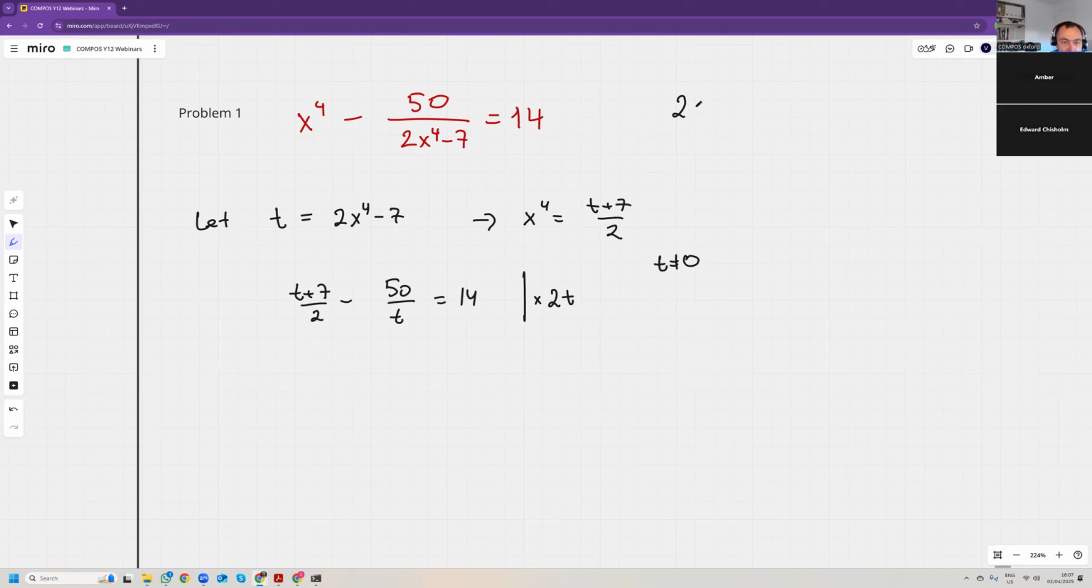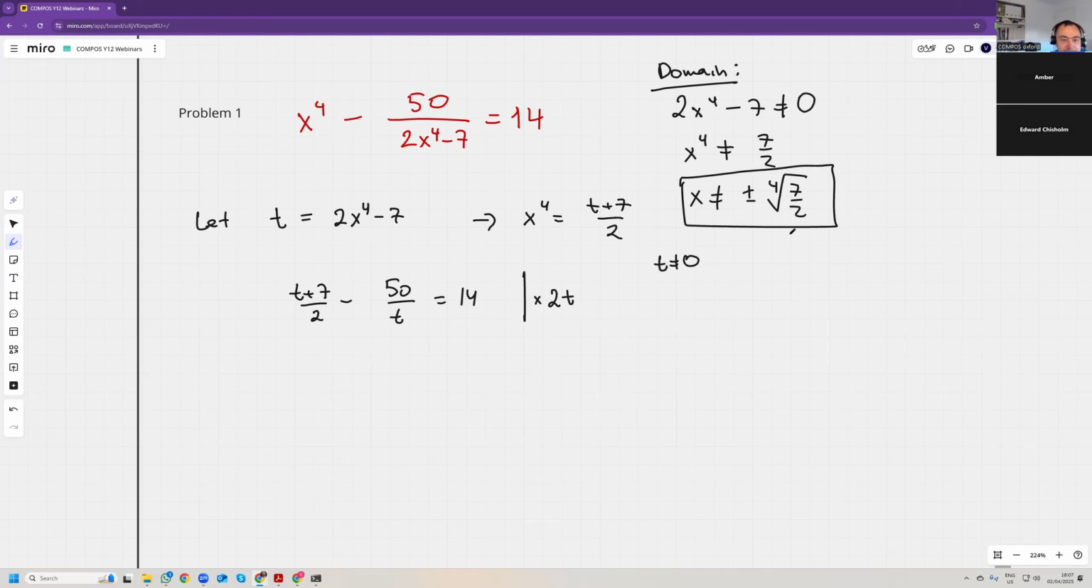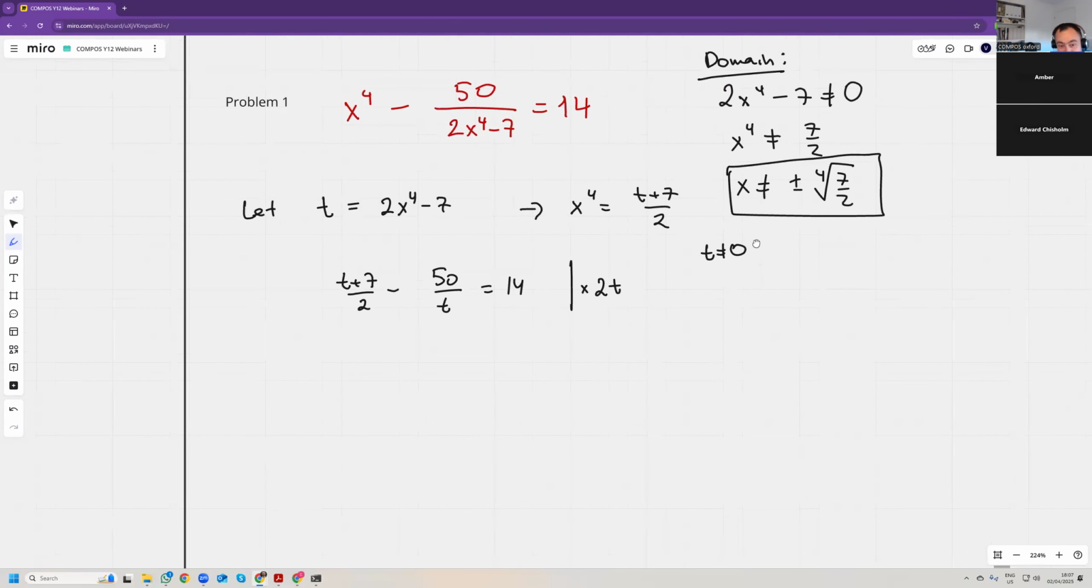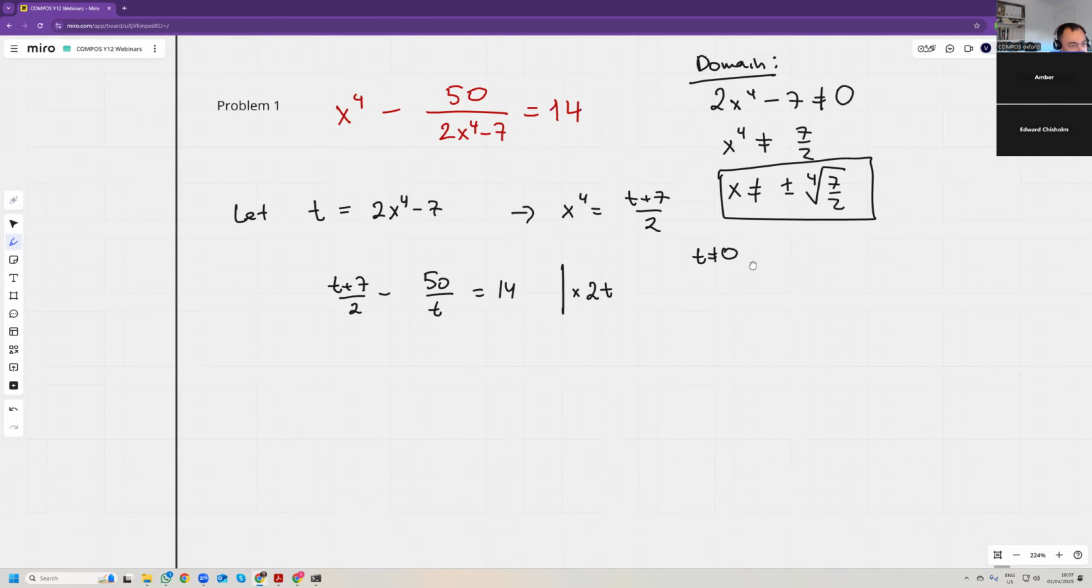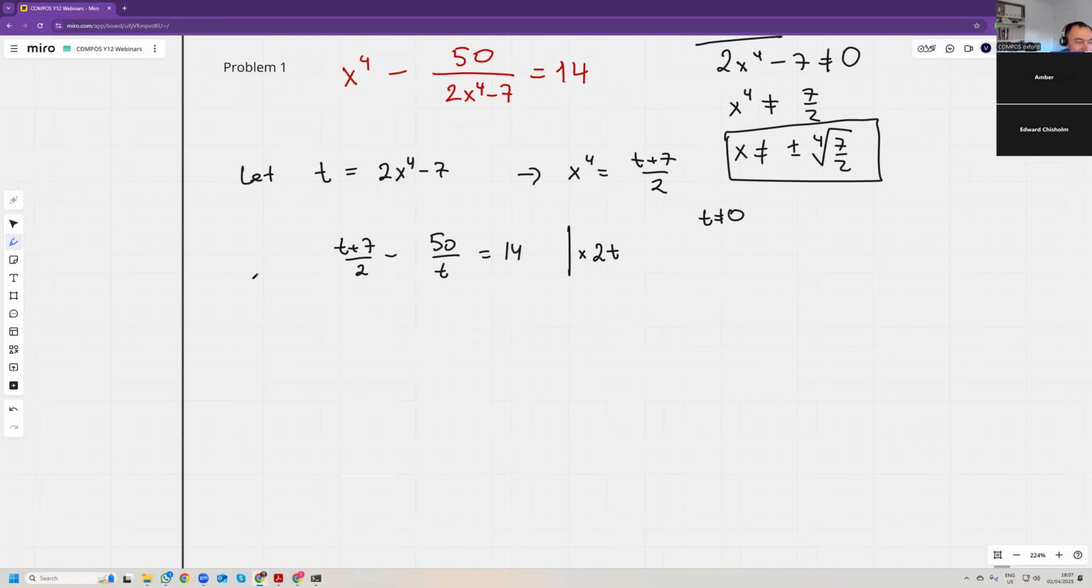Of course, you need to keep in mind the domain of the problem. 2x to the power 4 minus 7 must not equal 0. That means x to the power 4 must not equal 7 over 2, so x is not equal to plus or minus the 4th root of 7 over 2. If one of our answers is plus or minus the 4th root of 7 over 2, then we have to exclude that. I don't think we would need to do that, but anyway.